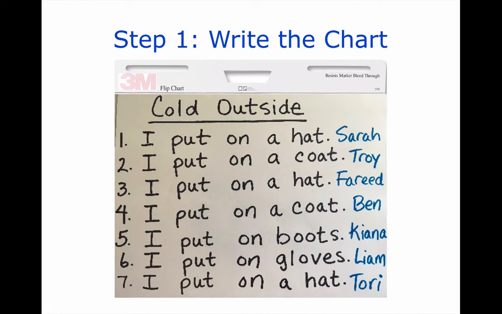3 students selected hat to make the sentence, I put on a hat. 2 selected coat, I put on a coat. 1 selected boots, I put on boots. Finally, 1 selected gloves, I put on gloves.